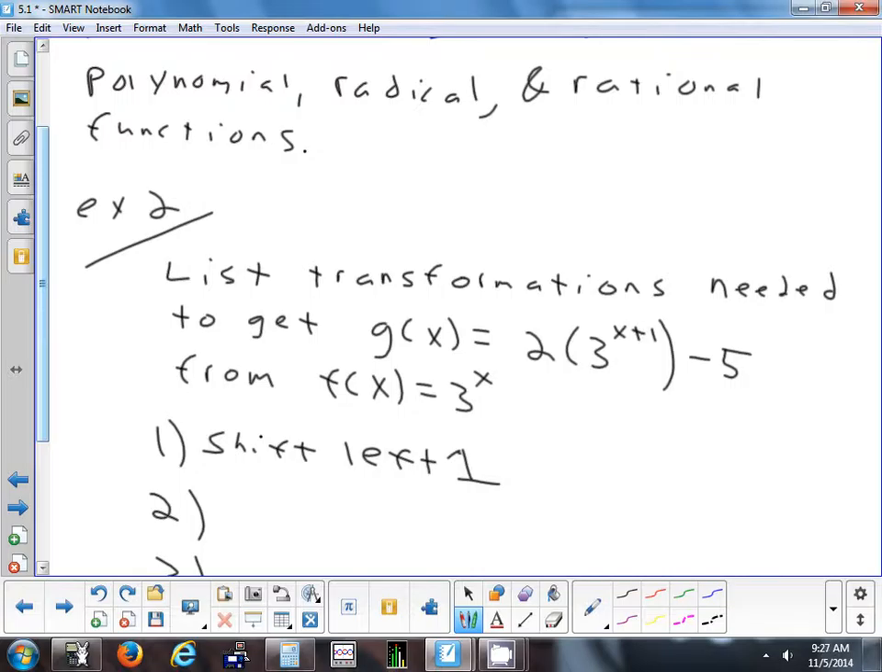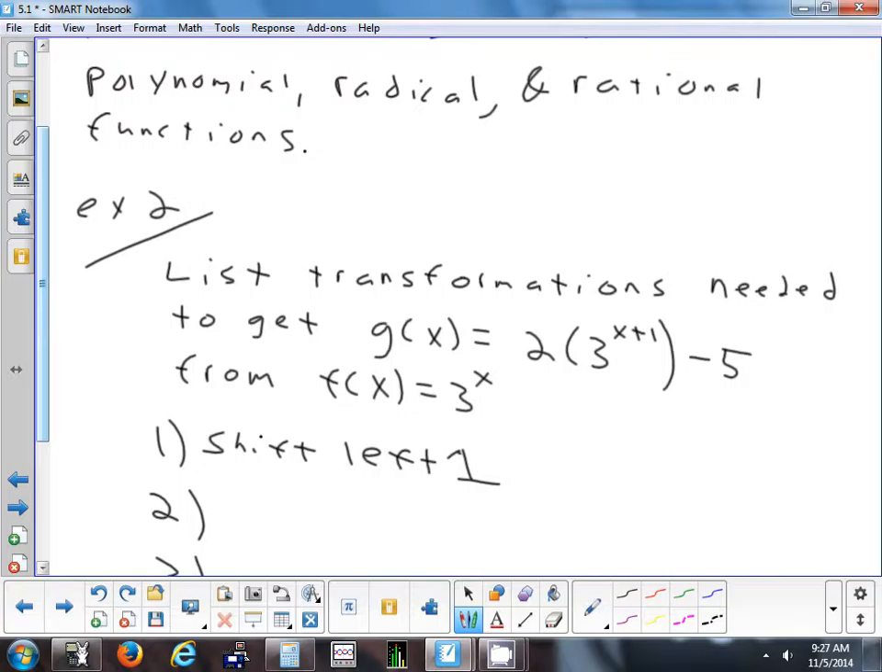If you had a number in front of the x, that would be a horizontal stretch or compression. And it could also do a reflection over the y-axis. We just saw that. But this time we're not having any reflections, no horizontal stretch or compression. What about the 2?